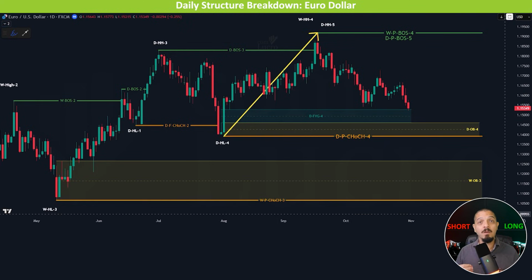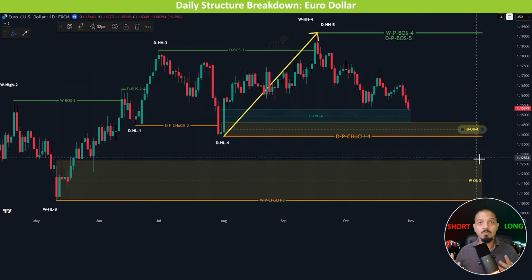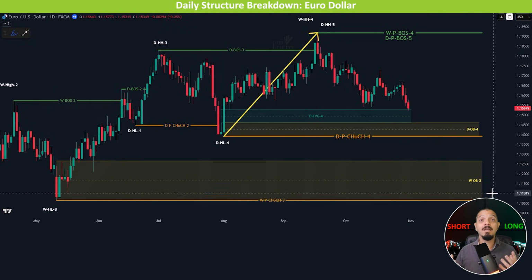Beneath this gap, we also mark the daily change of character number 4, the level where a confirmed shift in daily momentum would take place if price breaks and closes below it. Finally, we approach the daily order block number 4, the key daily demand zone that sits above the larger weekly order block number 3. This alignment between daily and weekly demand strengthens the narrative because price is pulling back into an area where the higher time frame already suggests discount conditions.